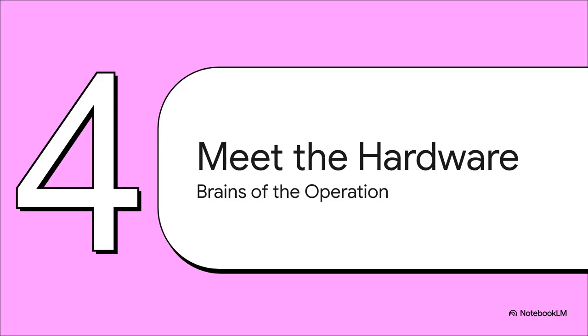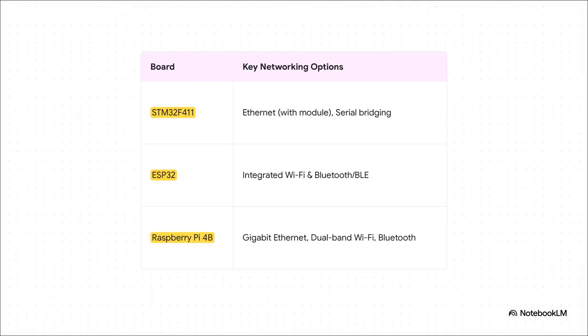So we've talked about all these rules and languages, but who's actually doing all the talking? Let's meet the hardware, the tiny brains that actually run our connected world. Here are three popular heroes in the embedded space. The STM32 is a total workhorse, fantastic for super reliable wired connections. The ESP32 is a wireless wizard. It has Wi-Fi and Bluetooth built right onto the chip, which is perfect for portable IoT projects.